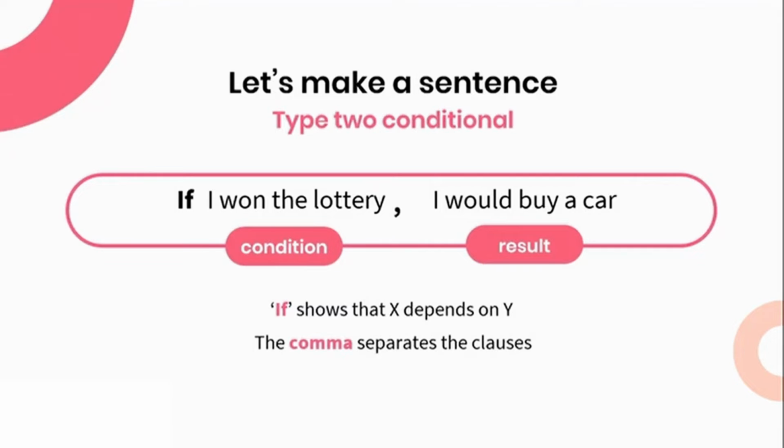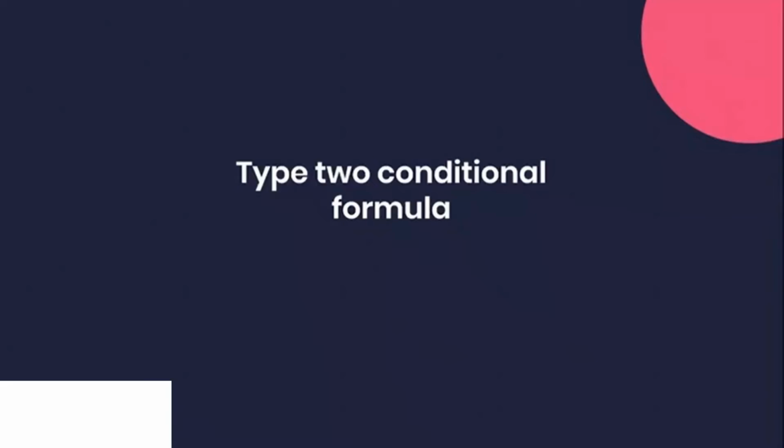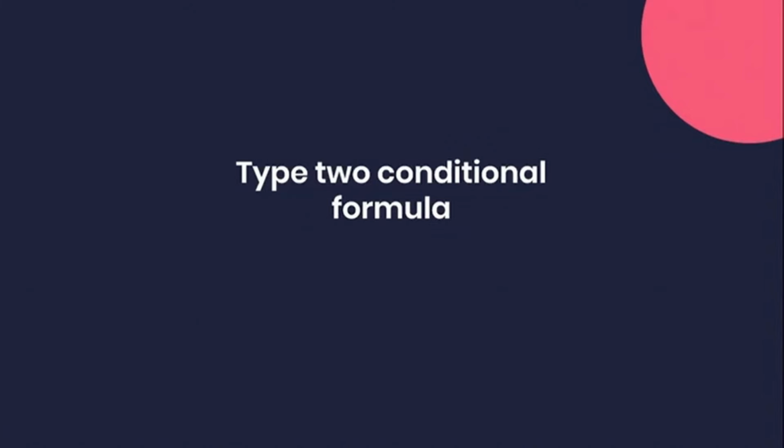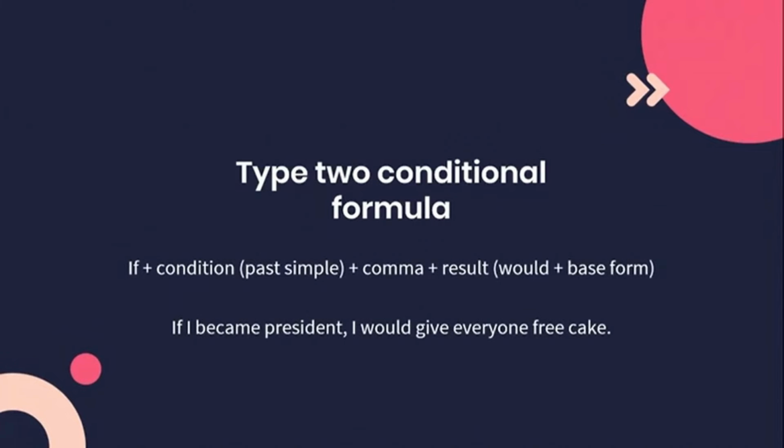And the important rule for type 2 conditionals is that you need to remember that the condition is in past simple tense, and the result's form would be would plus the base form of the verb. Here is a formula you can use to remember the type 2 conditional. If plus the condition in past simple tense plus the comma plus the result in the following form, would plus the base form of the verb. For example, if I became president, I would give everyone free cake.